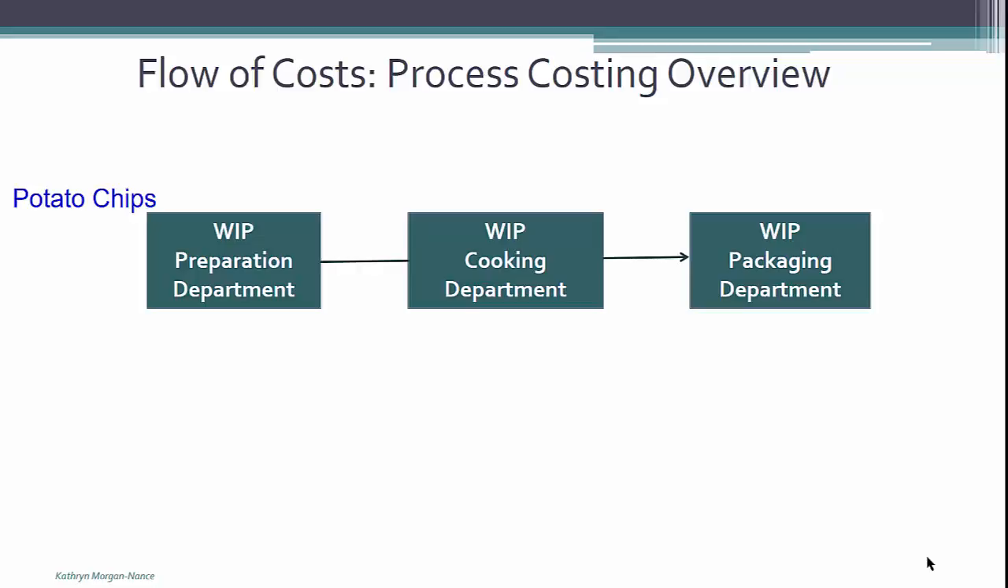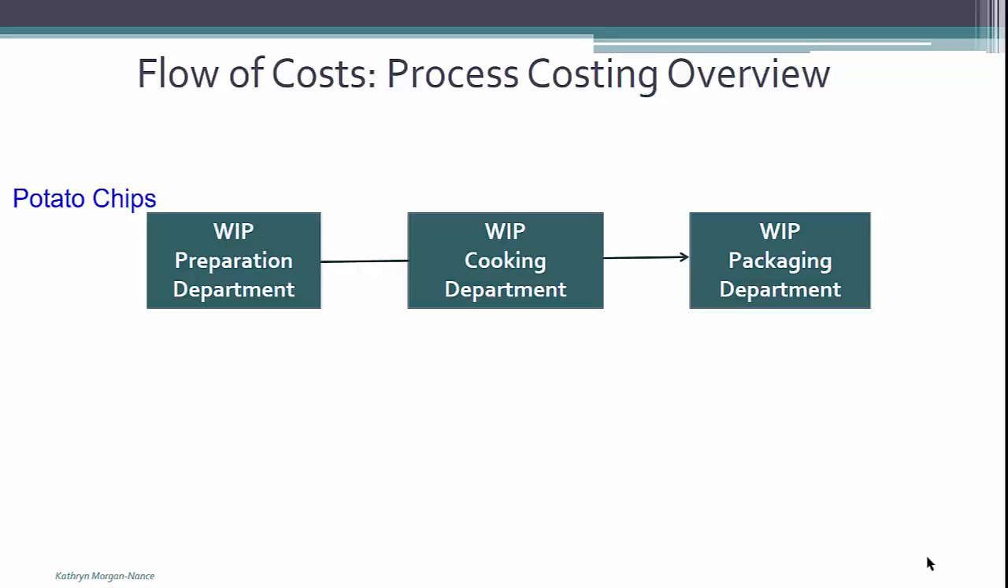For now, let's consider a company that makes potato chips. In the preparation department, potatoes are washed and peeled and sliced. Next, the potatoes are transferred to the cooking department, where they are fried and seasoned with salt, barbecue flavor, and so on. Finally, the cooked and seasoned potato chips are packaged, boxed, and shrink wrapped. Then they are transferred to the finished goods warehouse for shipment to the customer.